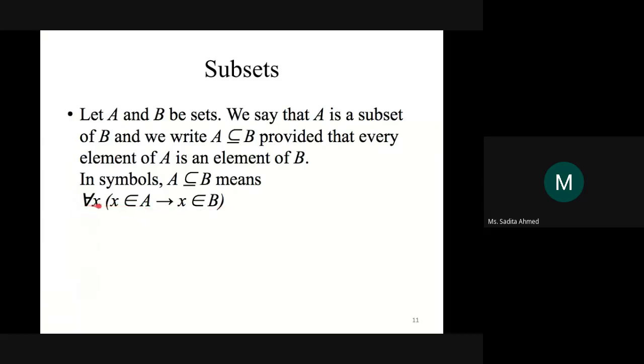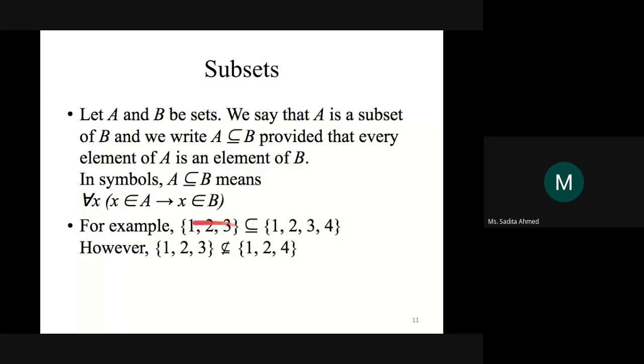That is the minimum requirement. For all x belongs to A implies that x belongs to B. That is, all elements of A are also there in B. For example, the set that has the elements 1, 2, 3 is a subset of this set. Why? Because all these elements 1, 2, 3 are here as well.